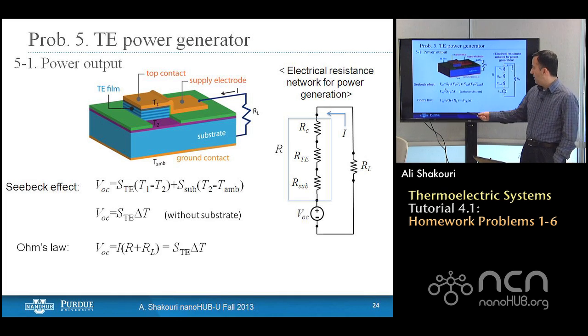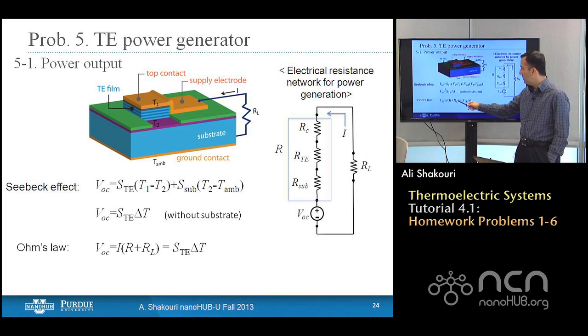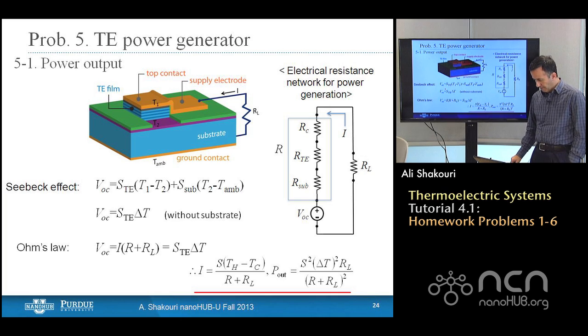By Ohm's law, V open circuit gives rise to a current, which is V open circuit divided by the total resistance plus the resistance of the load, and V open circuit is S of the thermoelectric times delta T if you neglect the substrate. From that you can calculate the current flowing, and the power out is the current flowing squared times RL. So from that you can calculate this.